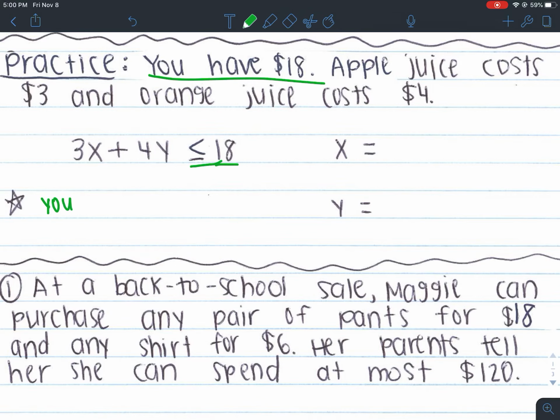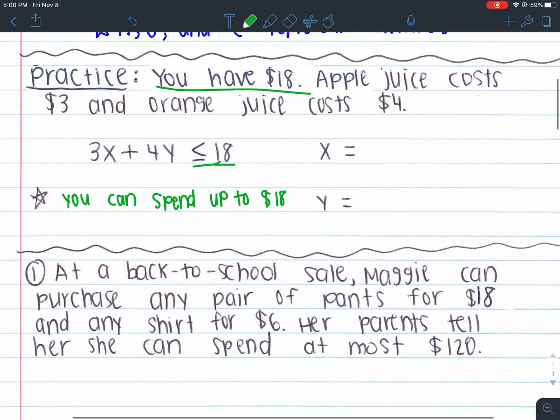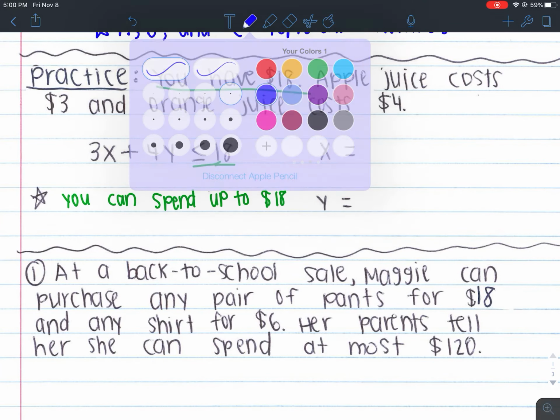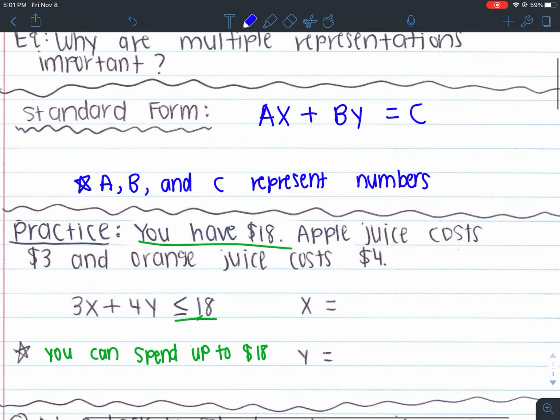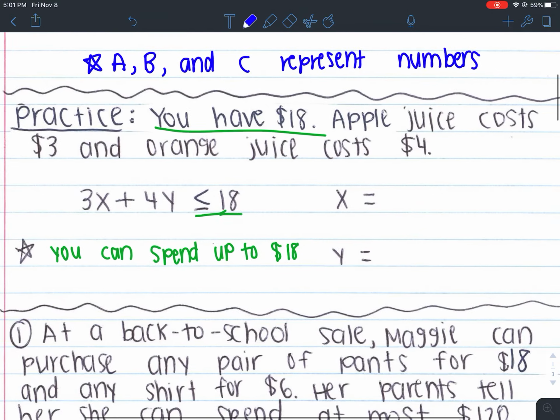So you can spend up to $18, but you don't have to, right? You could just pocket all that $18 and not spend any of it. That's why there's an inequality sign. And this is in standard form. Your A here is 3, your B would be 4, and your C value would be 18. So it is in this form up here.